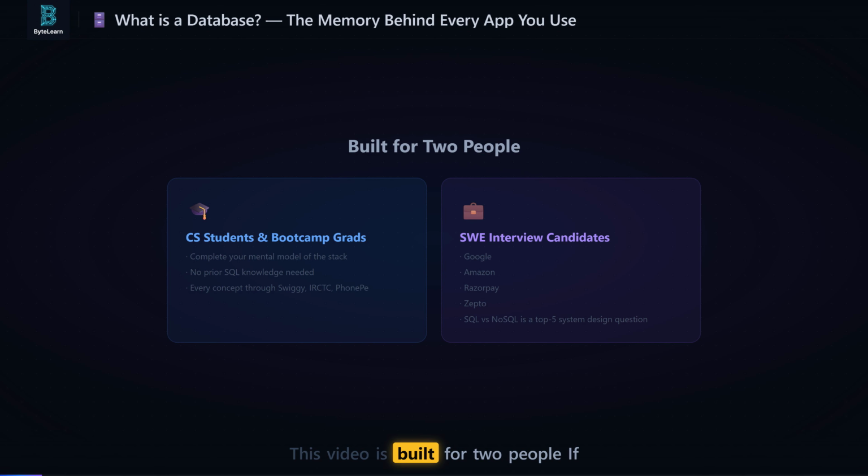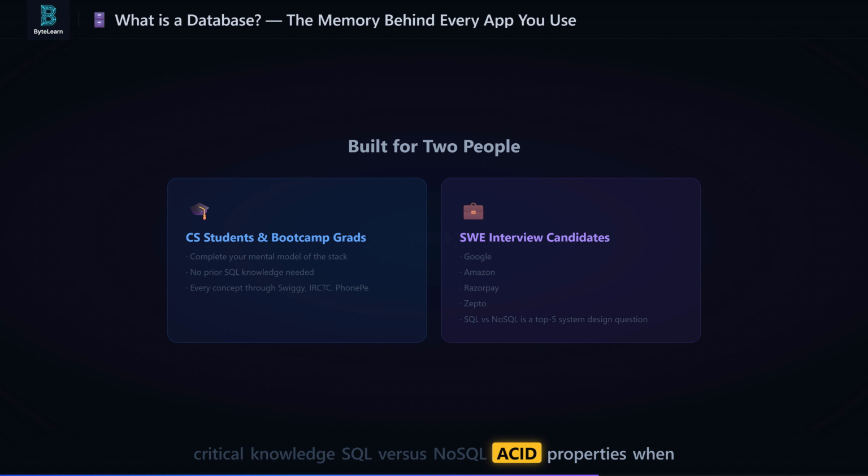This video is built for two people. If you are learning backend development and the database layer has always felt like a black box, this is how it clicks. And if you are preparing for system design interviews, this is critical knowledge: SQL versus NoSQL, ACID properties, when to choose which database. These questions come up in almost every system design round at any serious company.